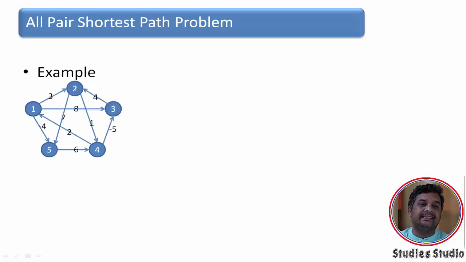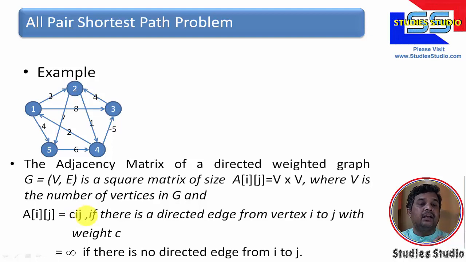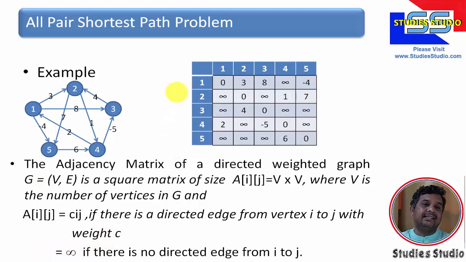Now let us take this example. Here there are 5 vertices and there are some directed edges. Now we'll be representing this graph with the help of an adjacency matrix. What is an adjacency matrix? When there is an edge from i to j and the cost is Cij, then I'll write the cost Cij in the matrix at position i, j. Otherwise, if there is no direct edge, I'll write infinity. So here is the adjacency matrix.